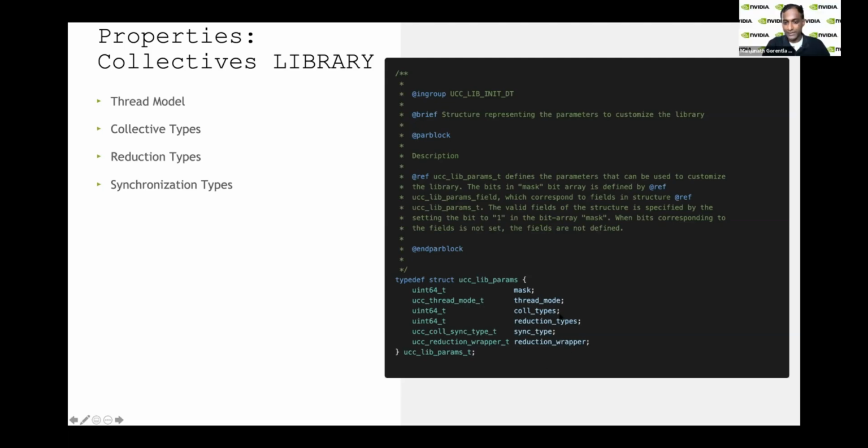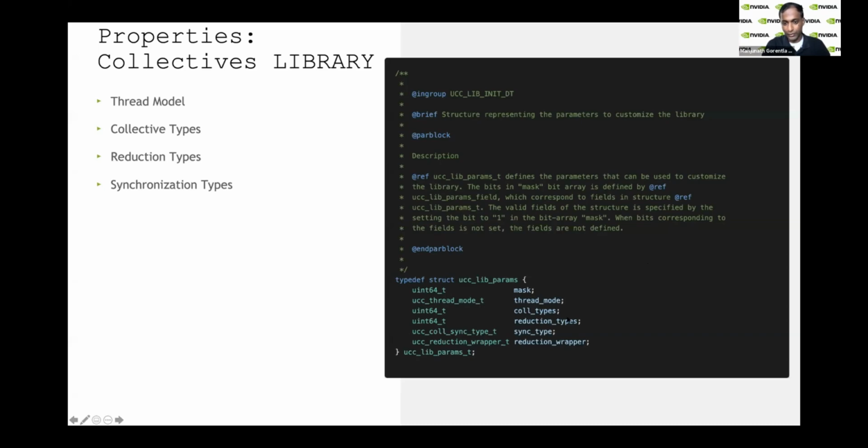So collective types: the user can tell the library what collectives the user expects to use. We support all standard collective types that are required for MPI, SHMEM, and PyTorch. Reduction types are similar. The user can tell the library what reduction types the user expects to use.